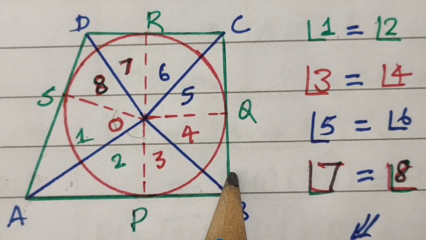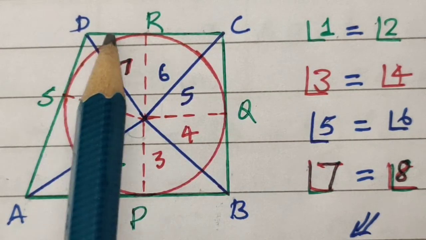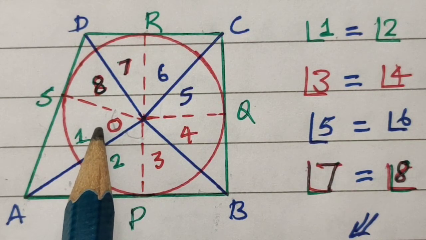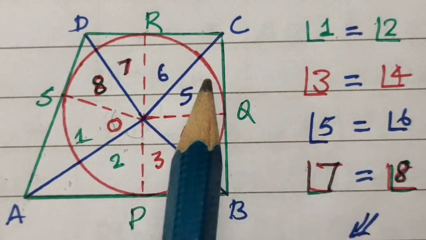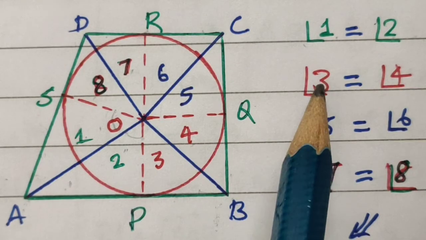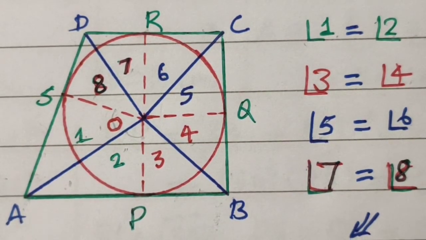Similarly, these are the tangents from B, these two are the tangents from point C, and these two are tangents from this point. Therefore, the angles subtended by the tangents at the center are equal. Angle 3 is equal to 4, angle 5 is equal to 6, angle 7 is equal to 8, angle 1 is equal to 2. This is the tangent property: two tangents drawn from an external point subtend equal angles at the center.